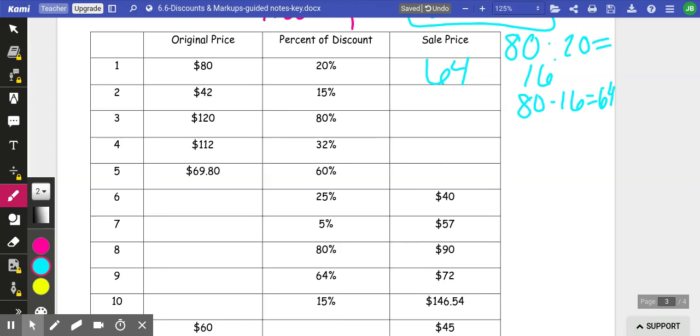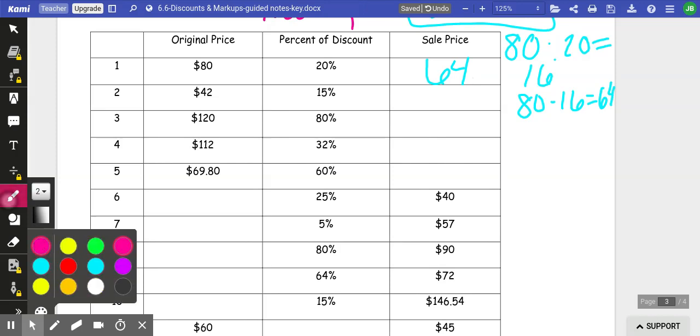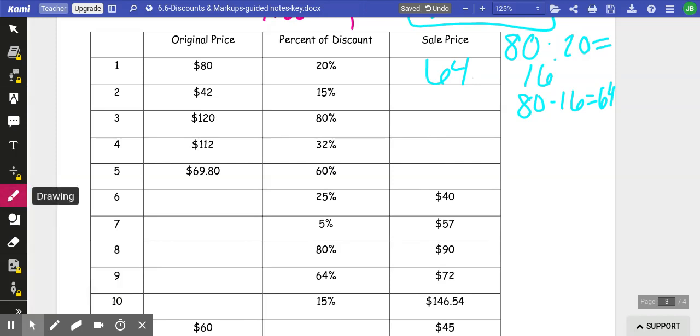Now, you could do this a different way. You could take the amount, so this is the percent of discount. If you wanted to talk about the amount that you were paying, 20% is the discount. The amount that you're paying is 80%. So you could take the $80 and multiply it by the 0.8, and it will give you your $64 right away. Okay, go ahead and try the next 4 on your own.